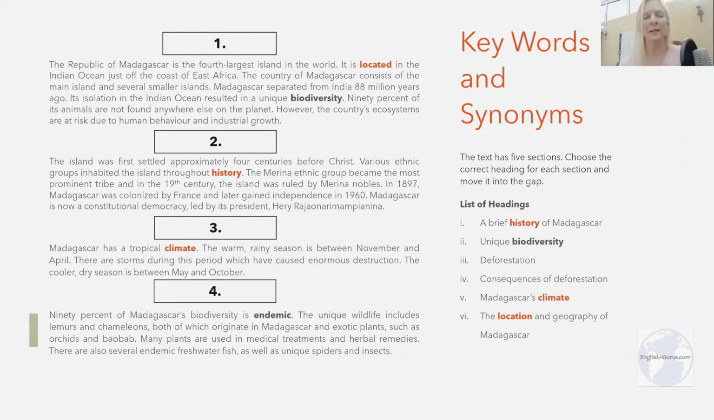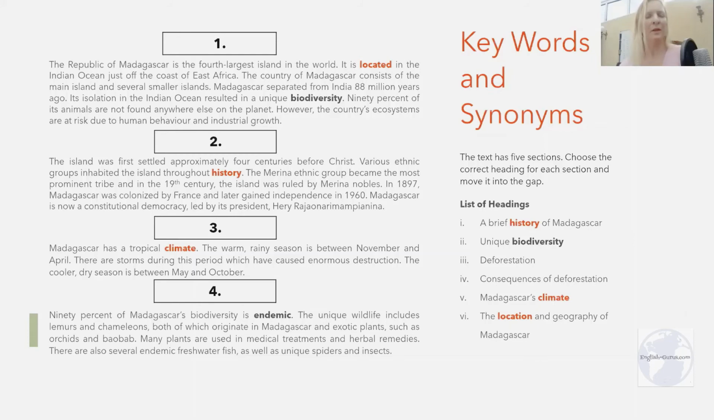Let's move on to the last paragraph, number 4. 90% of Madagascar's biodiversity is endemic. The unique wildlife includes lemurs and chameleons, both of which originate in Madagascar, and exotic plants such as orchids and baobab. Many plants are used in medical treatments and herbal remedies. There are also several endemic freshwater fish, as well as unique spiders and insects.